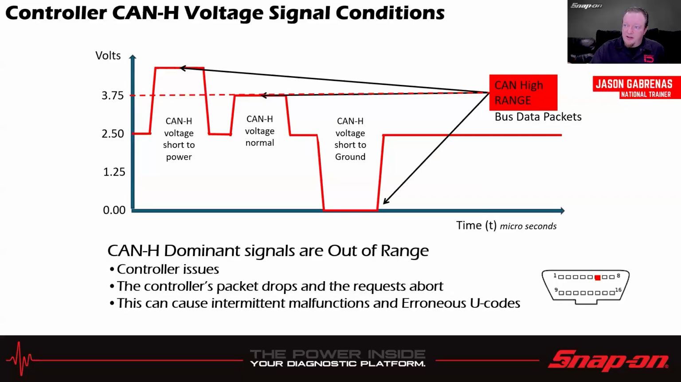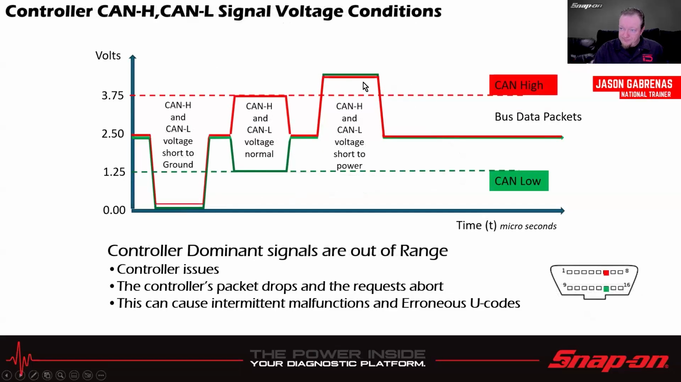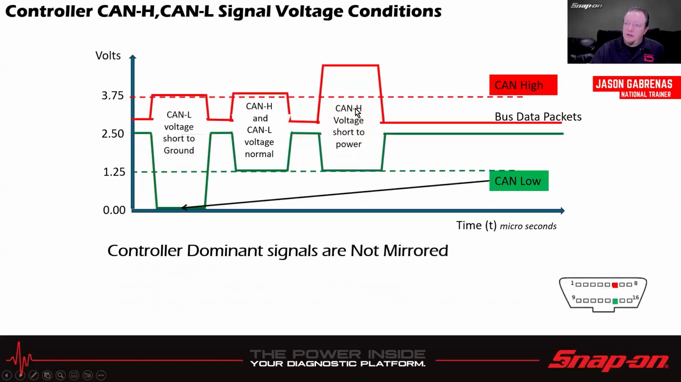So there are a couple of different scenarios we could have. If the voltage on the high side is short to power, it'd be up above that 3.75 volts. If it's normal, it would be at the 3.75. And if it's short to ground, it'd be down here on the bottom at 0. Same thing with the low side: short to ground, normal, short to power. Both could be short to ground, both can be normal, both could be short to power. One could be shorted to ground, one could be shorted to power. And it could work in any of those combinations. They can both be normal, of course.